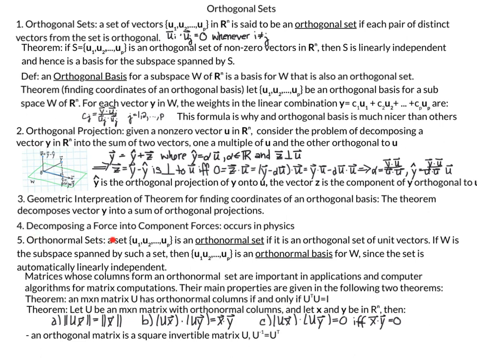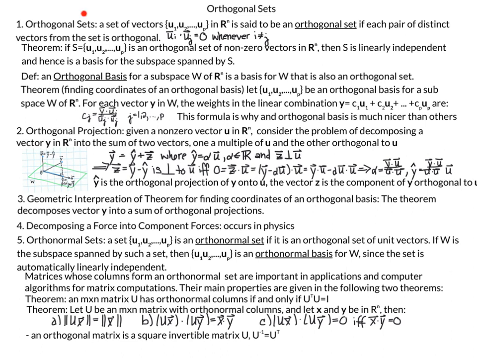Next, we have an idea of an orthonormal set. That's a set that's not only orthogonal, but all the vectors are unit vectors. And because orthogonal sets are linearly independent and therefore a basis, these vectors will form an orthonormal basis. We then follow up with a couple of theorems about matrices with orthonormal columns. So that's it for our overview.